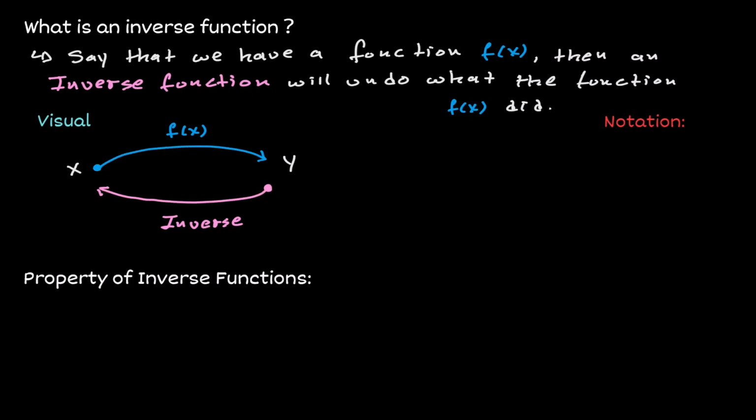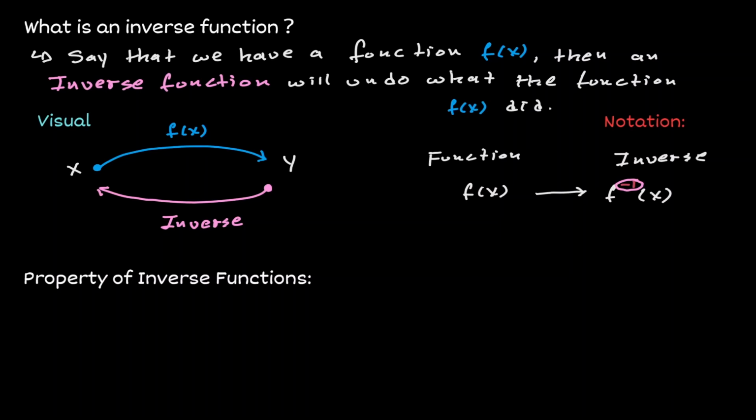And we have a notation for inverse functions. So let's say that we have a function, let's call it f of x. The way that we're going to write down the inverse of f of x is by placing a little -1 between the f and the x. And do not confuse this with an exponent. We're not raising f to an exponent of -1.